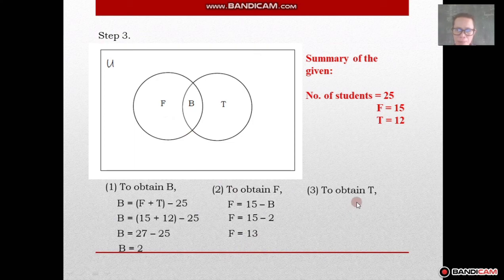Now to obtain T, this is the operation to be used. T is equal to 12, the overall total of this circle based on the given, subtracted by the intersection, which is 2. In 12 minus 2, the difference is 10. So meaning to say that there are 10 students who use Twitter only.